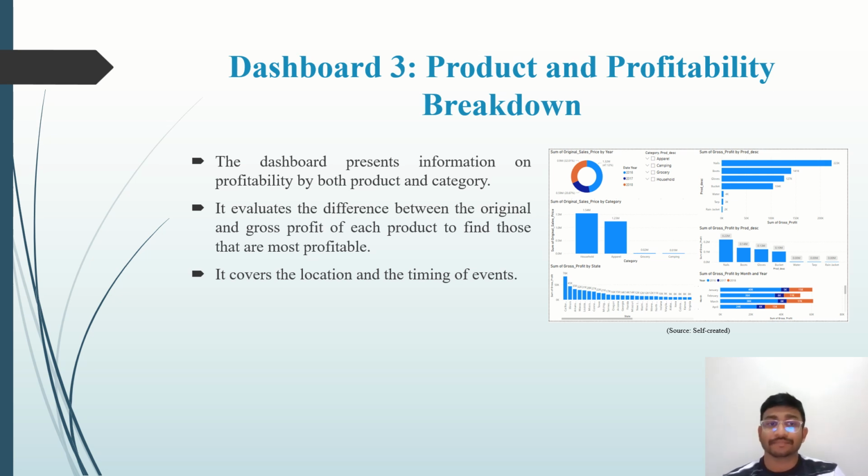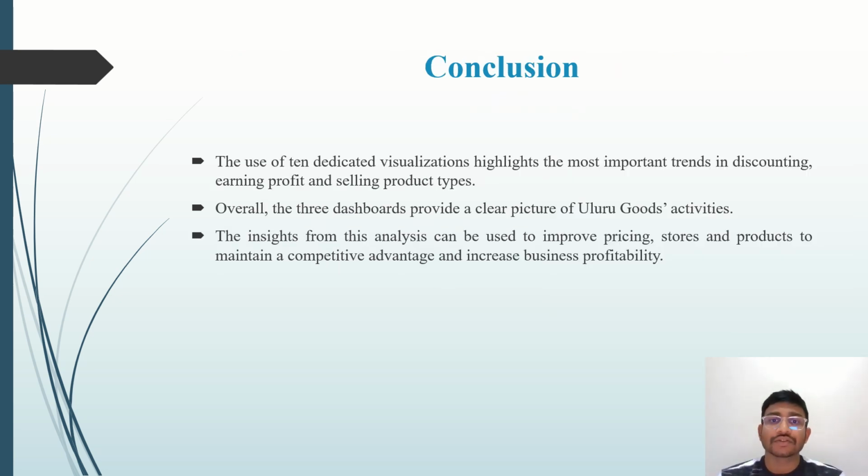In this slide, I would like to talk about the conclusion. The use of ten dedicated visualizations highlights the most important trends in discounting, earning profit, and selling product types. Overall, the three dashboards provide a clear picture of Uluru Goods activities. The insights from the analysis can be used to improve pricing, stores, and products to maintain a competitive advantage and increase business profitability.